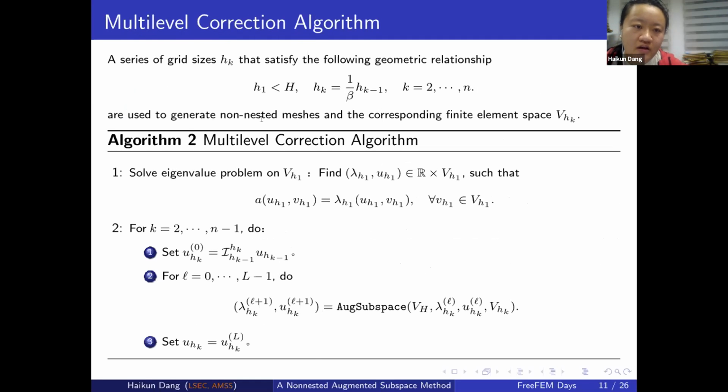Okay, if we can generate several non-nested meshes, we can extend to the multigrid method, and we can build the corresponding finite element spaces V_{h_k}, where k is the number of layers. The multi-level correction algorithm is described as Algorithm 2. In the first step of Algorithm 2, we obtain an approximate eigenpair by solving the eigenvalue problem on the initial coarse grid V_{h_1}. Then we perform L times one correction steps on each finer layer, and finally we obtain the approximate eigenpair on the finest layer.